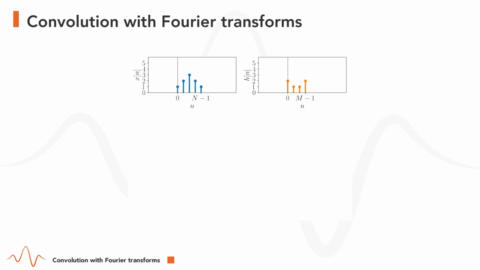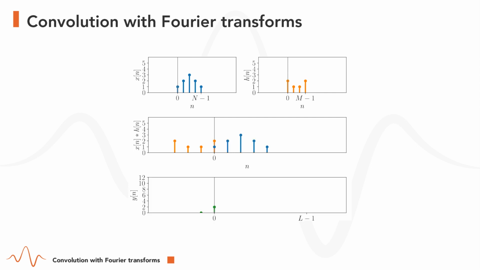Let us say that we have a signal x of n depicted in blue and a signal h of n depicted in orange, and we want to compute the convolution, which we denote by y of n. We can follow the standard procedure that we have learned and that is illustrated in the animation, and we obtain the signal y of n depicted in green at the bottom. One very important fact is that if x has length capital N and h has length capital M, then y has length capital L equals capital M plus capital N minus 1.